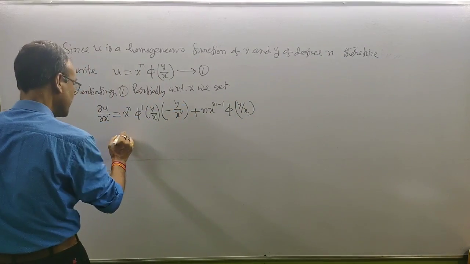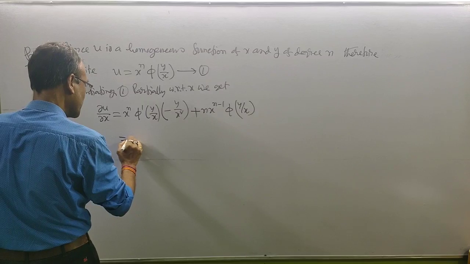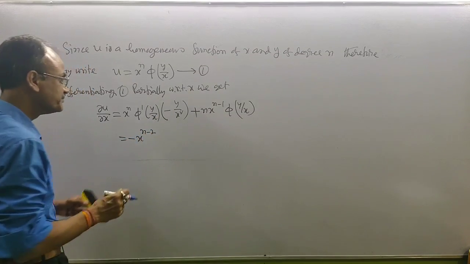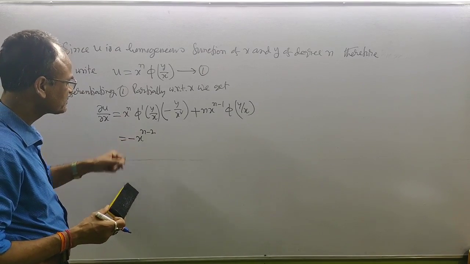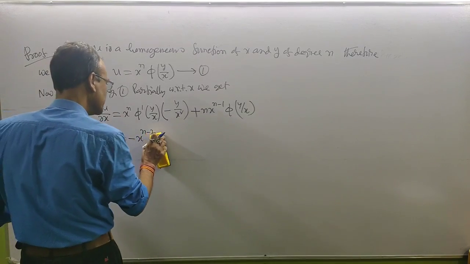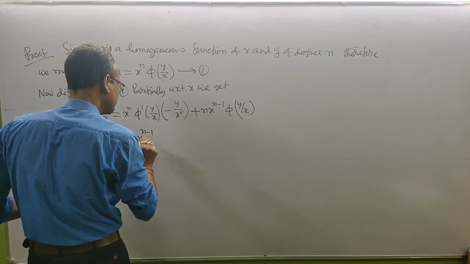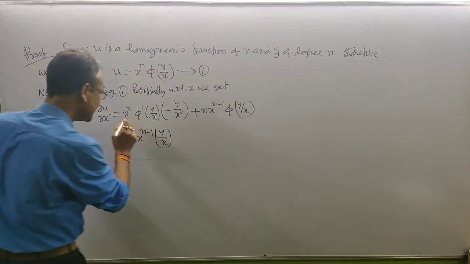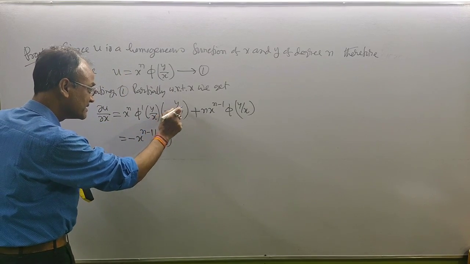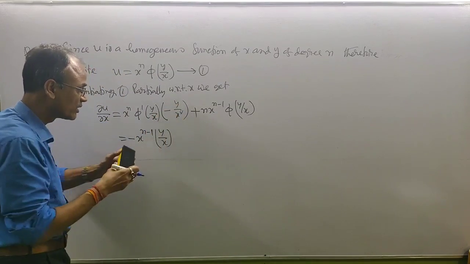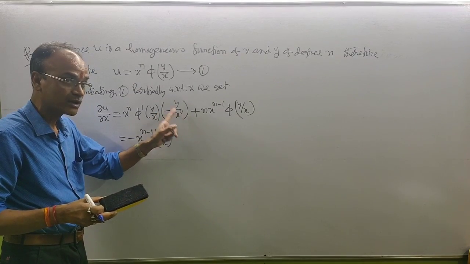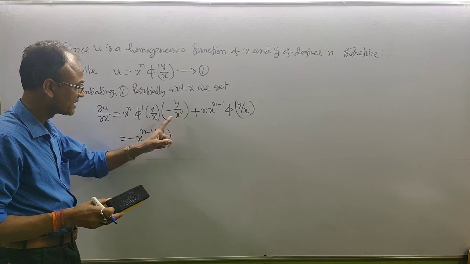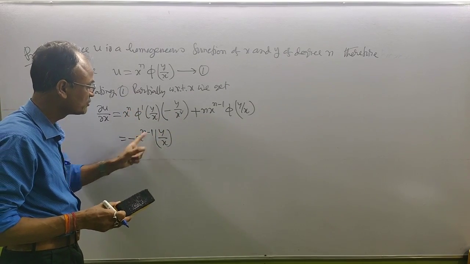Or this is equal to minus x to the power n minus 2, you may write x to the power n minus 1 into y by x. If you write y by x in place of y by x square, then x will be there in the denominator. x to the power n by x will be x to the power n minus 1.